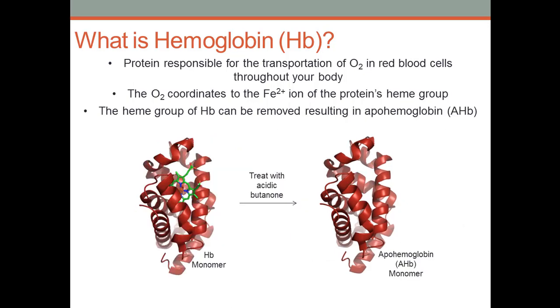Interestingly, you can actually remove the heme group of hemoglobin by simply treating the protein with an organic solvent at an acidic pH. We did this with acidic butanone, and this removes the heme group, resulting in the protein known as apohemoglobin, which is just hemoglobin without the heme, which means it is our hemoglobin protein with an empty active site. So really, you are trying to identify binders of the apohemoglobin protein, as in you're trying to find compounds that bind to that empty active site of hemoglobin.